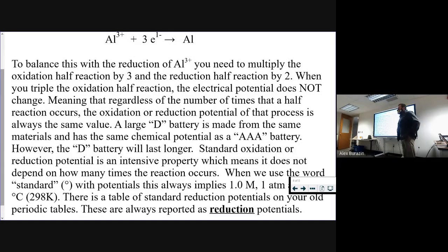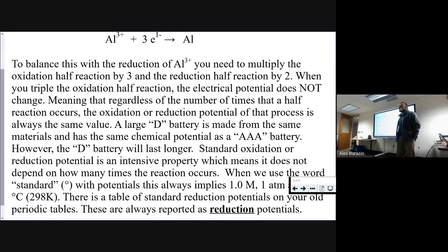It is important. The voltage doesn't change. Correct. I guess that makes sense. The potential is an inherent property of the chemical substance. In other words, it does not matter how many times this half reaction occurs. It just matters what it is.